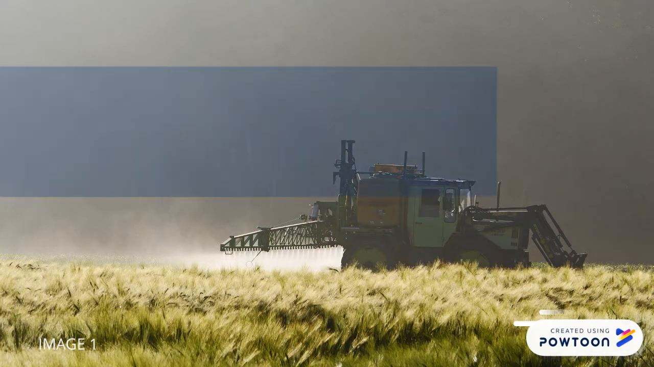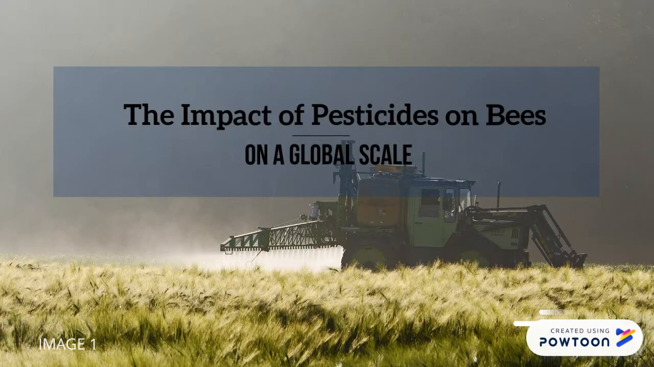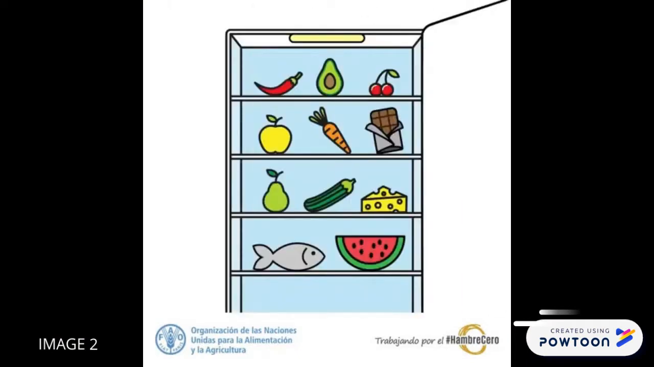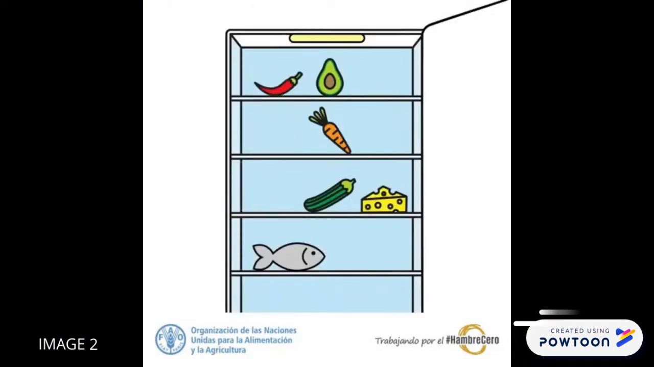The impact of pesticides on bees on a global scale. More than 1/3 of the world's crop production is dependent on bee pollination. They are the most important pollinators of our fruits, vegetables, and flowers.